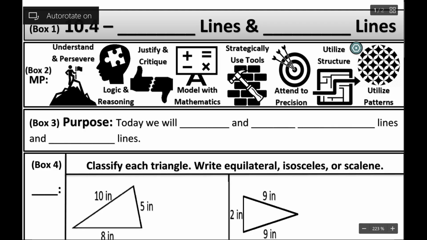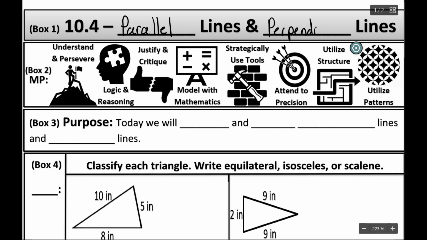Alrighty students, it's Mr. Arevalo with another brand new lesson, and for today's lesson we're going to be focusing on box 1, 10.4, parallel lines and perpendicular lines, okay? Perpendicular lines. Give you some time to write that down. One more time, that's parallel and perpendicular lines, okay?